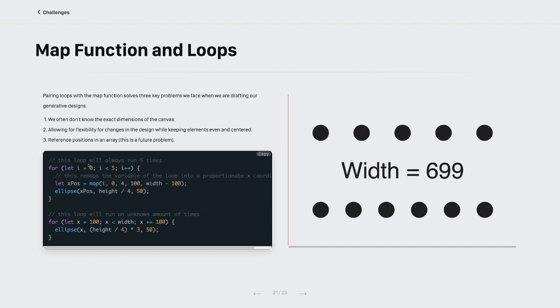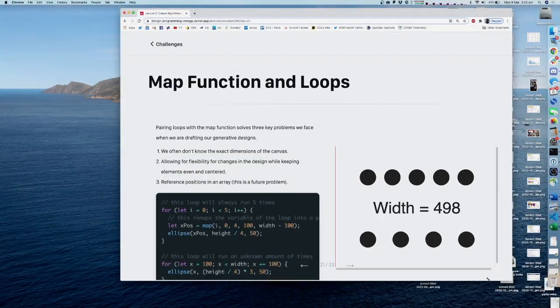In this case, okay, we've got a number that is between 0 and 4, and I want you to map that to between 100 and width minus 100. So the first circle is drawn at 100, and the last circle is drawn at width minus 100, and the computer just figures out how far apart they have to be. Right? So you don't have to do any arithmetic. If I resize this screen, there's still 5 circles.